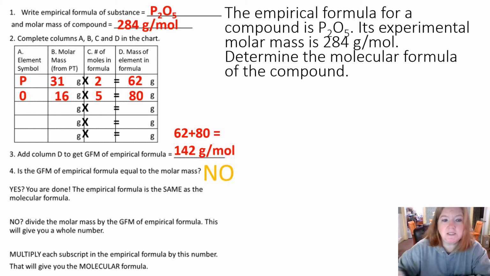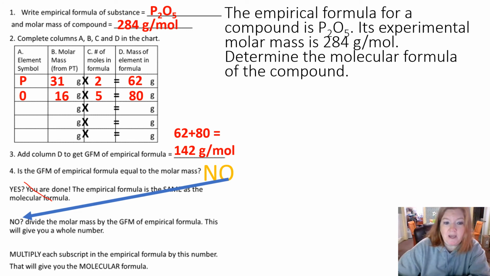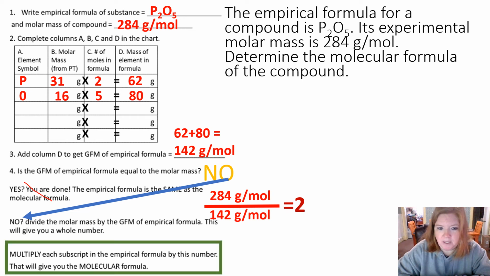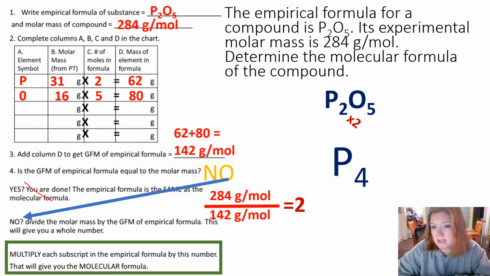So first, is this number, 142, equal to 284? No, it is not. So I'm not done. So I've got to go down here. If it's not, divide the molar mass by the gram formula mass that I just calculated. Okay, so I do this, 284 divided by 142. It's going to give me a whole number. Yes. So what I have to do now is multiply each subscript in the empirical formula by that number I just got. So there's the empirical formula. I have to multiply that subscript times 2 and that subscript times 2. And there's the molecular formula.